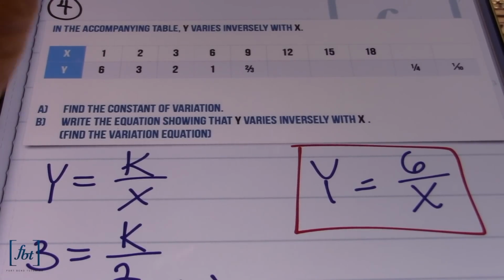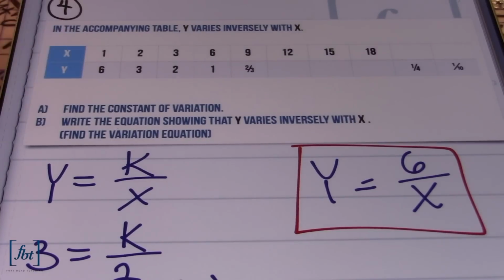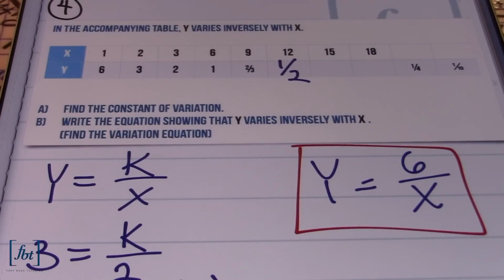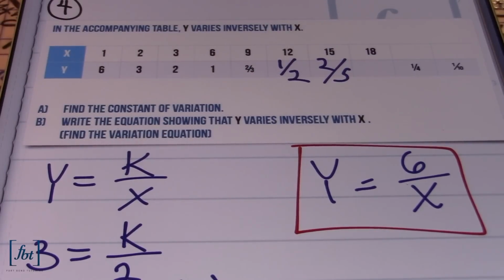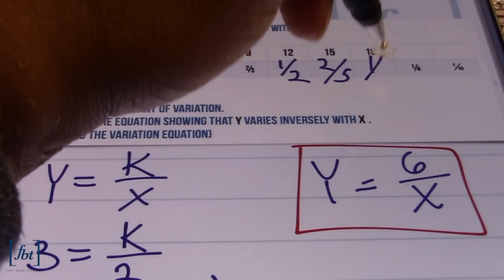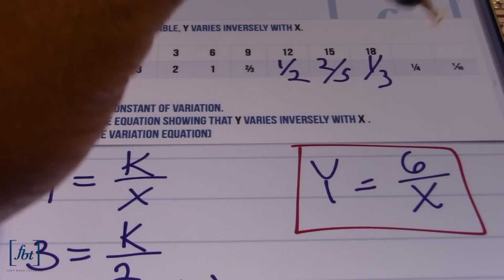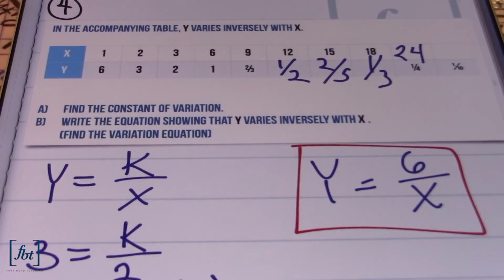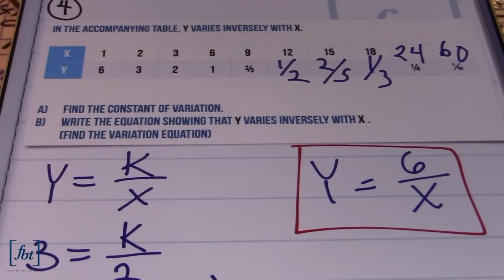So for instance, if I plug in 12 for X and solve for Y using our variation equation, we'll end up with a result of 1/2. Plugging in 15 for X, we get 2/5. Plugging in 18 for X, we get 1/3. For our next entry, they're asking what value of X will give you a result of 1/4. That'll be 24. To get a result of 1/10, you'll need a value of X that's 60.